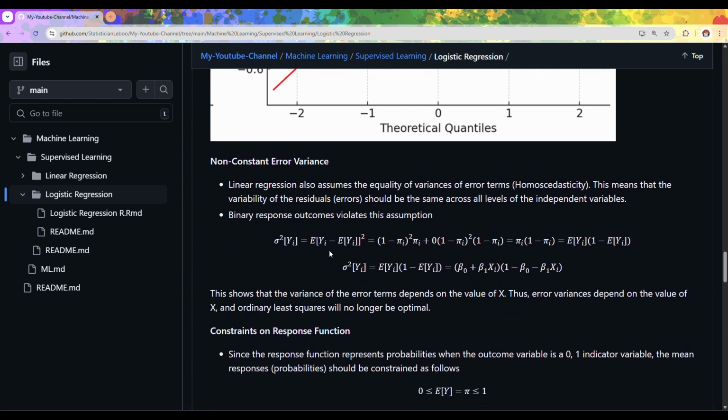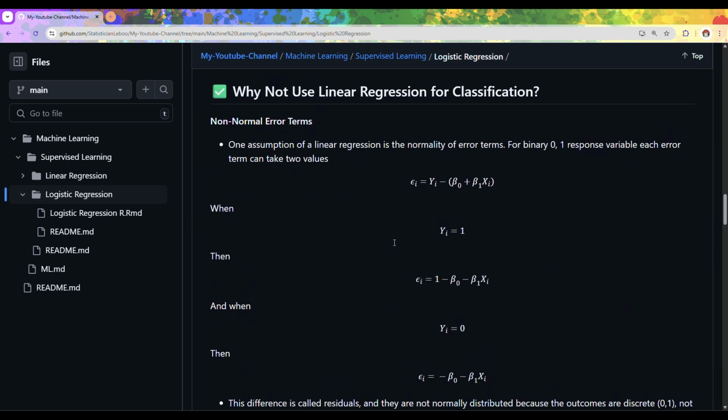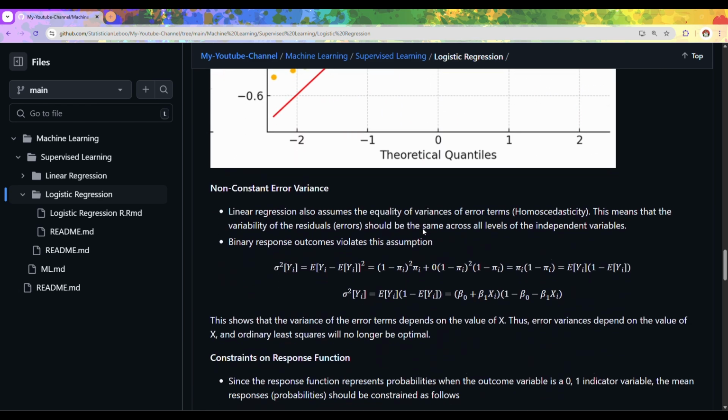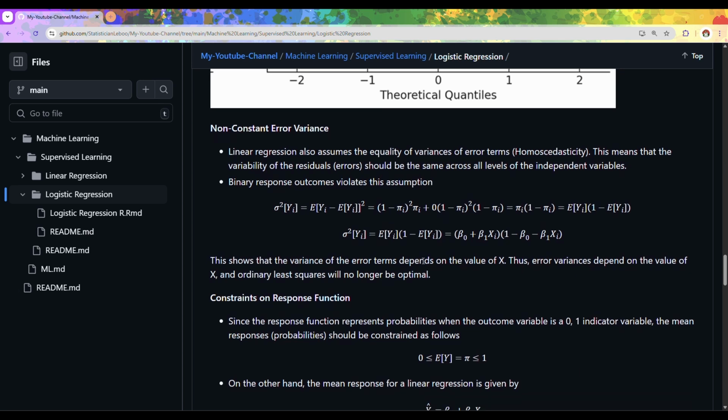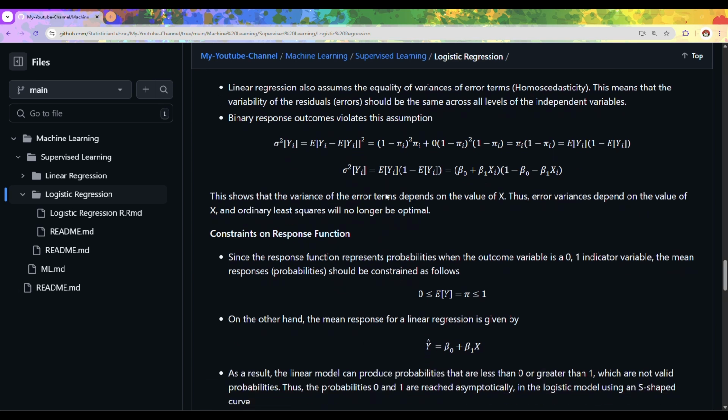Remember, how do you compute variance? It's the expectation of yi minus the expectation of yi, squared. So this is what we have as the computation of variance. If we replace the formula into the equation of the linear regression that we are trying to implement here, we'll see that our variance won't be constant, and we'll have two values for the variance, and this violates the assumption of linear regression.